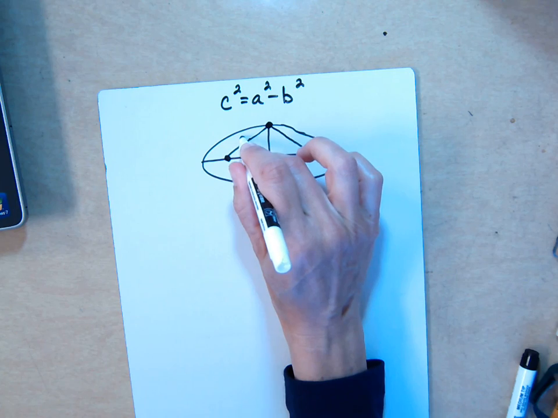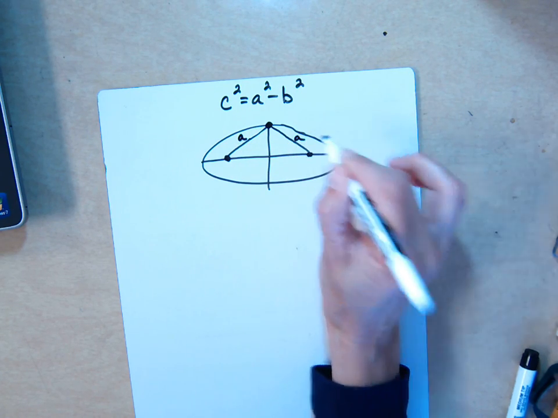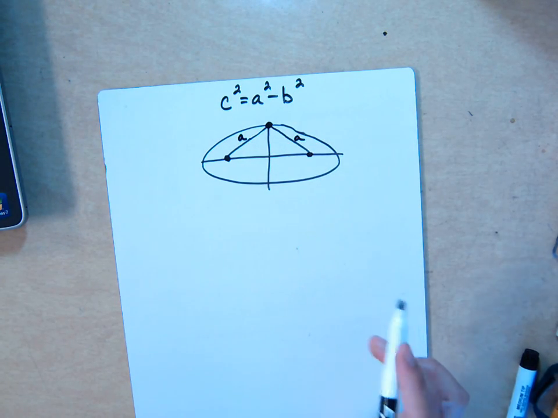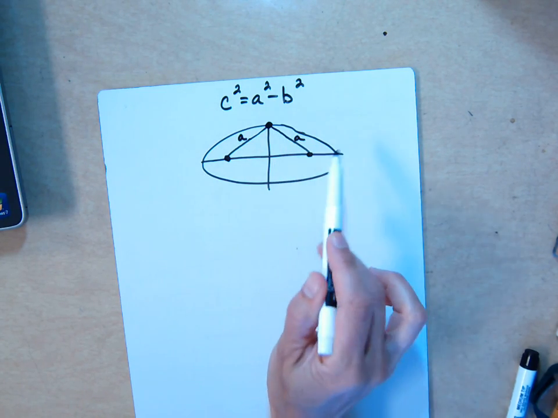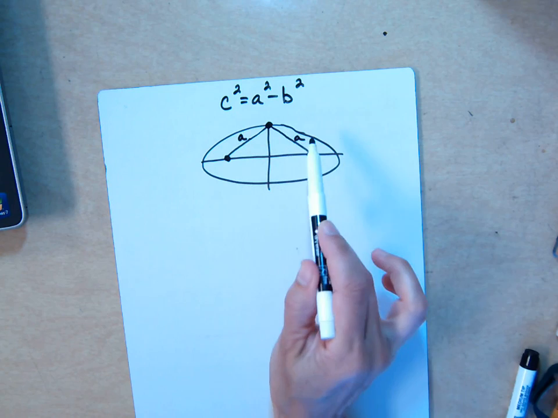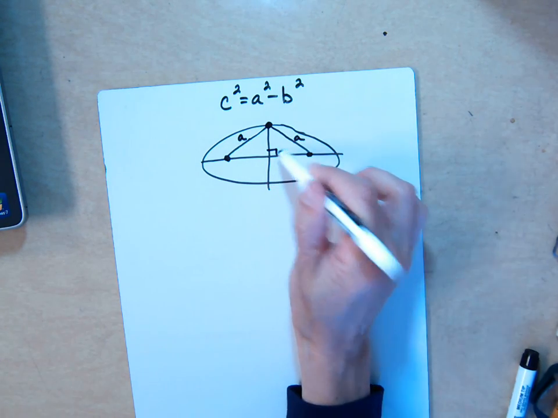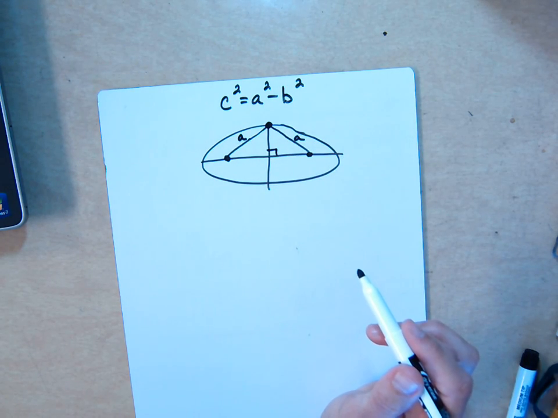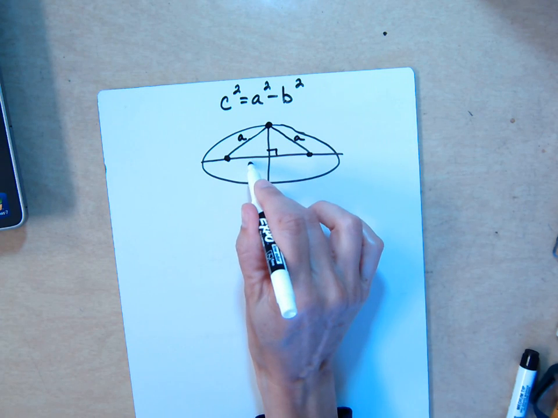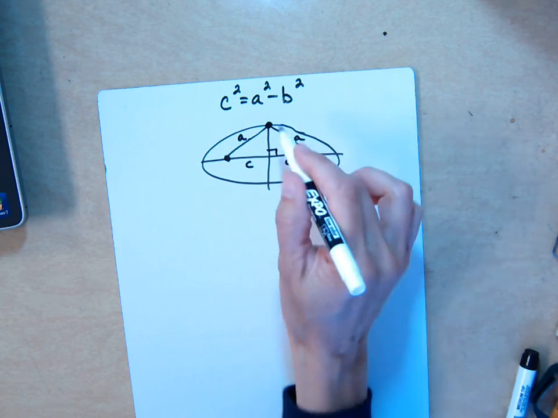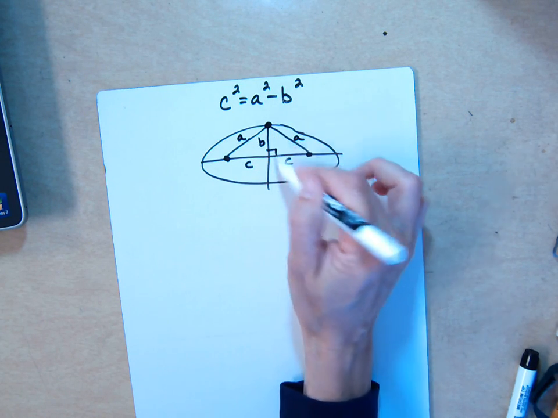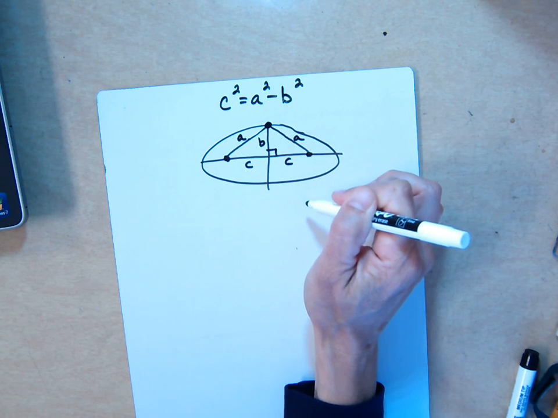And so do you see the perfect symmetry here? That means that this side has to be A and that side has to be A, because the sum of these two distances is 2A. So if I draw it perfectly symmetric, then that has to be A and that has to be A. This is a right triangle. This is the focus distance, C, to each focus point. And this distance is B, because that's the minor axis in this picture.